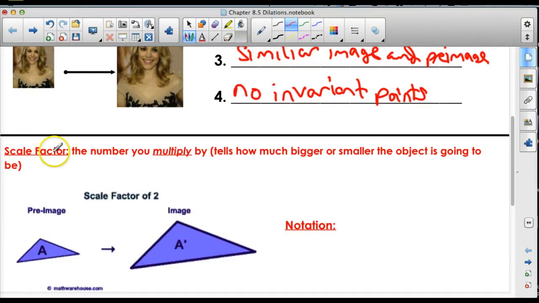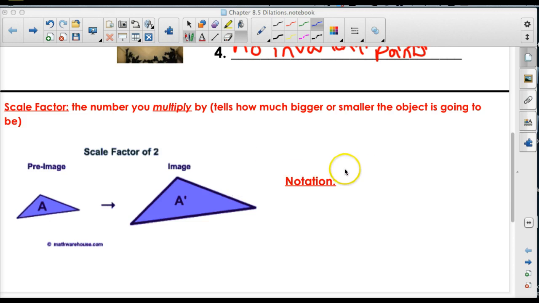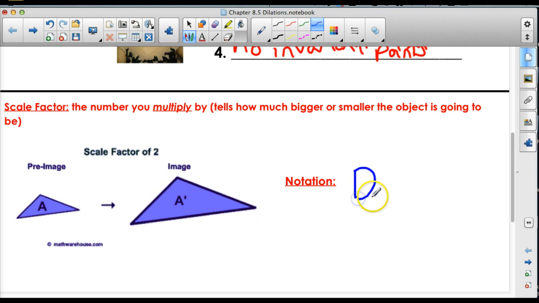Now, there's a key term when you see the word dilation you have to think of, and it's called a scale factor. All right, now the scale factor is simply the number you multiply by. And that number just tells you how much bigger or smaller it's going to get. So let's look at this first example. It's a scale factor of 2. So that means we're going to be multiplying these coordinates here by 2 to get our bigger triangle. So the notation that you're going to see, or how it will appear on a problem, it'll be a big D like that, and then a 2, right? Because the scale factor is 2. And an uppercase D for dilation.